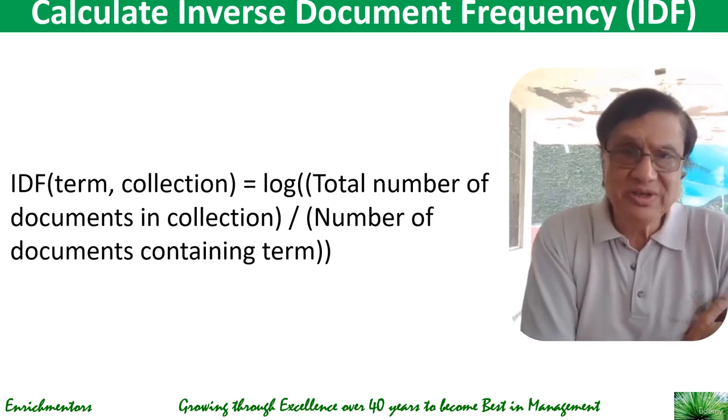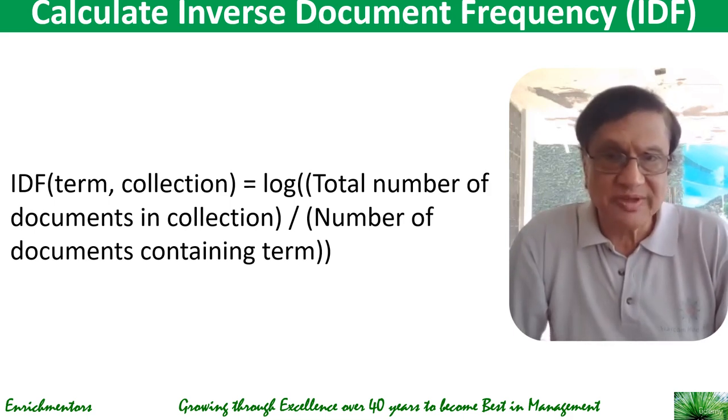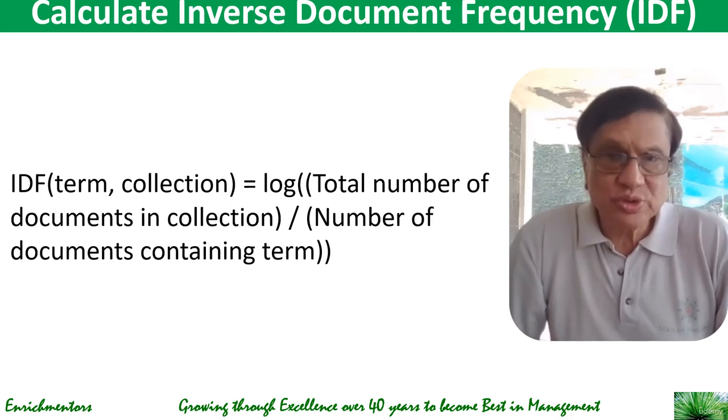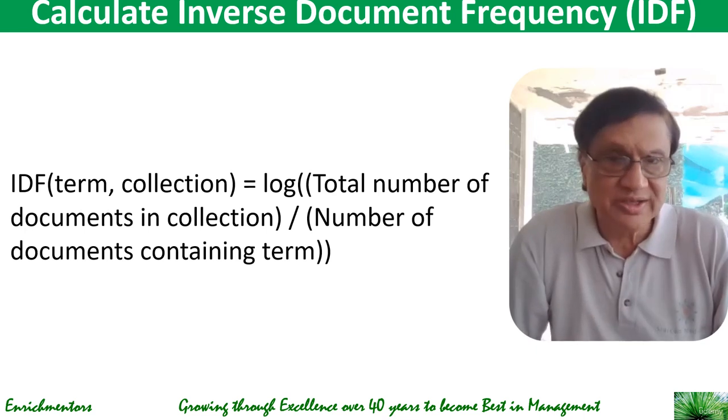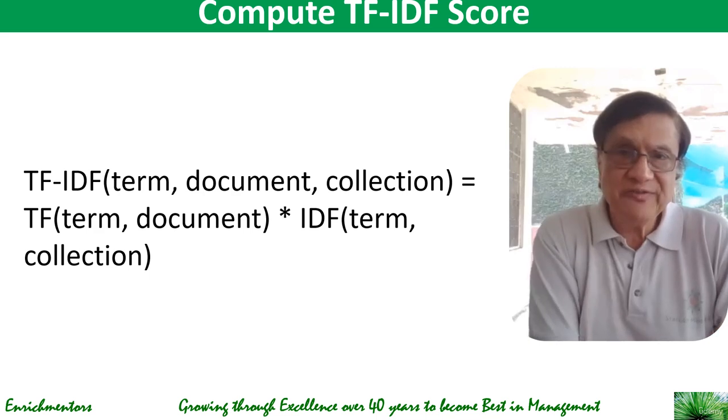Then you calculate the inverse document frequency, or IDF. IDF measures the rarity of the term across a collection of documents. It is calculated as the logarithm of the ratio of the total number of documents in the collection to the number of documents containing the term, as you see in the formula here. The IDF score naturally increases with the rarity of the term across the document collection. IDF is equal to log of the total number of documents in the collection divided by the number of documents containing the term. Then you compute the TF-IDF score.